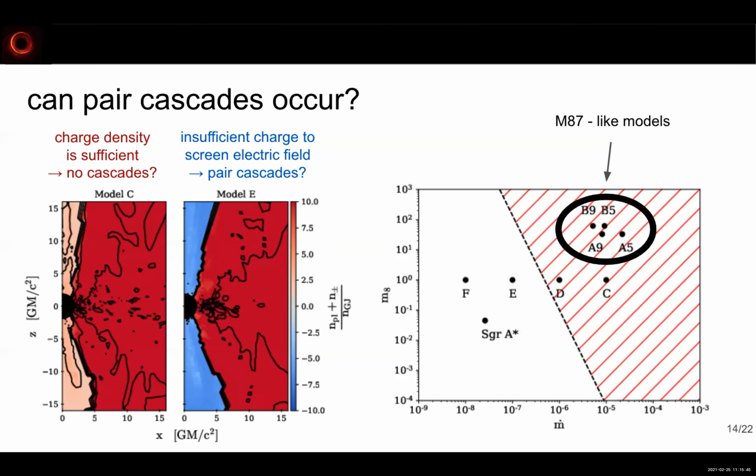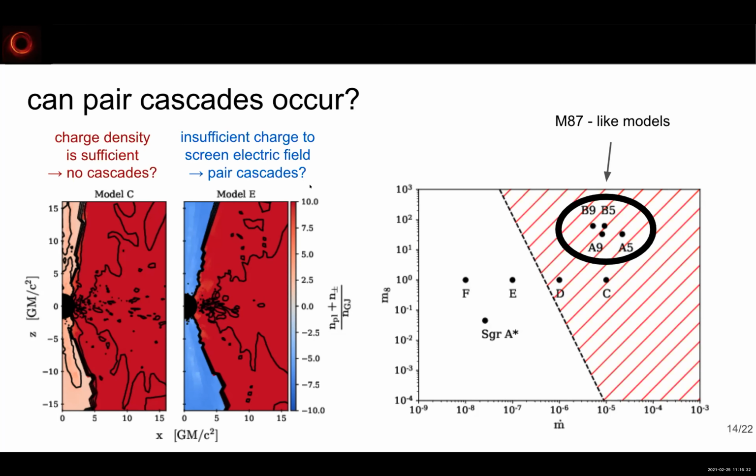So the pair drizzle process operates. It doesn't produce a very large amount of pairs, and it certainly doesn't produce enough pairs to explain the overall energy or the mass content of the jet necessarily. But it does produce enough charge to screen the pair cascades. And so over on the right here, I'm just showing you a set of models that we ran and a rough scaling relation that we plotted, showing that for M87-like systems, and this paper was published before the EHT results, so we allowed some uncertainty in m-dot and also in the mass of the black hole, which is what you're seeing on the vertical axis. In M87-like systems, we don't actually believe that pair cascades can occur.